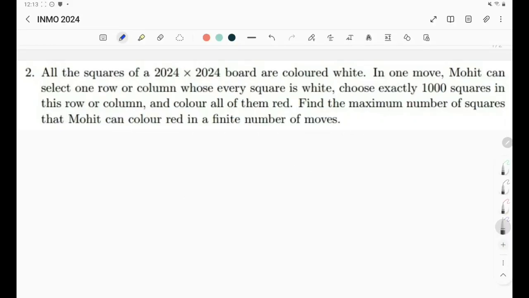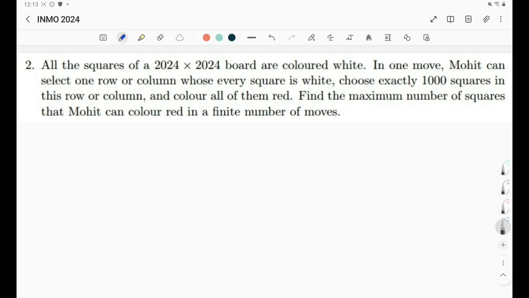Alright, for problem 2, we're given a combinatorics question. As you can see, we have a grid or a board of 2024 times 2024 that is colored white. All the squares are colored white. And now, in each process, what we can do is choose either one column or one row that has all of its squares, all of them, white. What can we do? We can simply choose 1000 squares and change their color to red. And of course, our goal is to maximize the number of squares that are colored red.